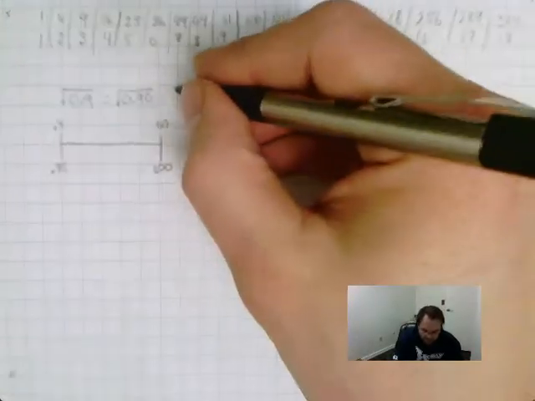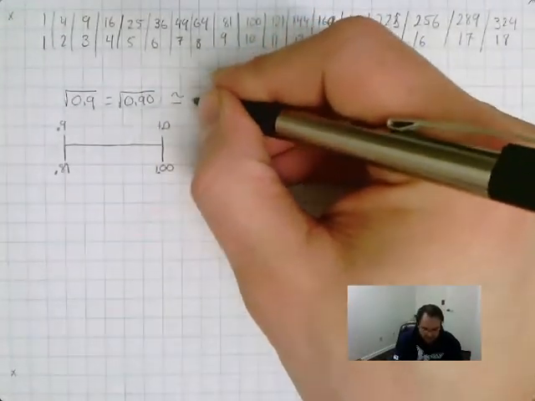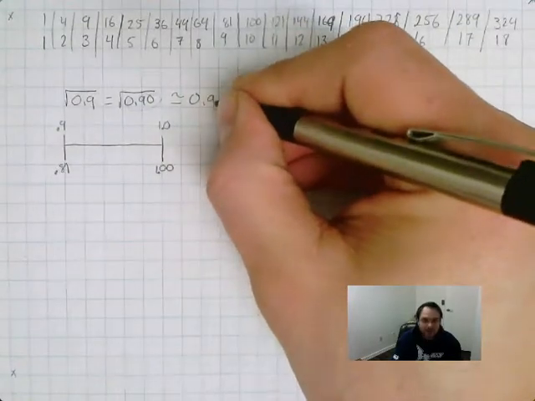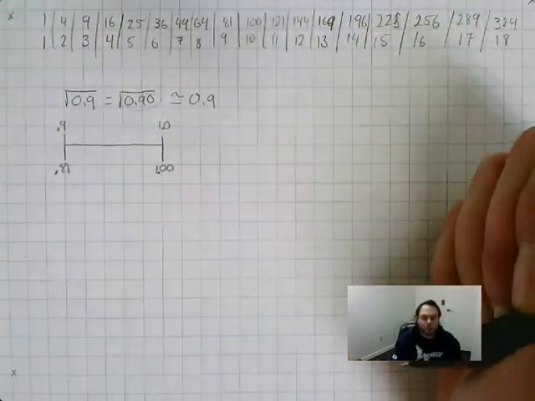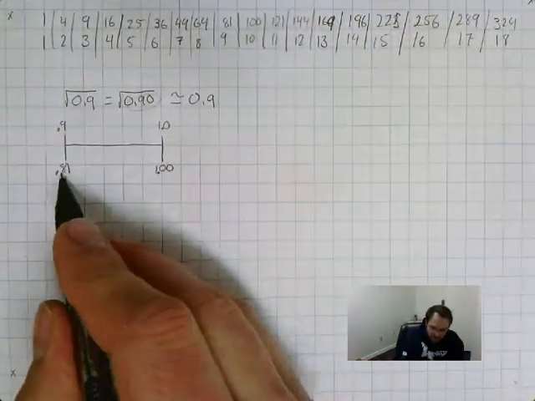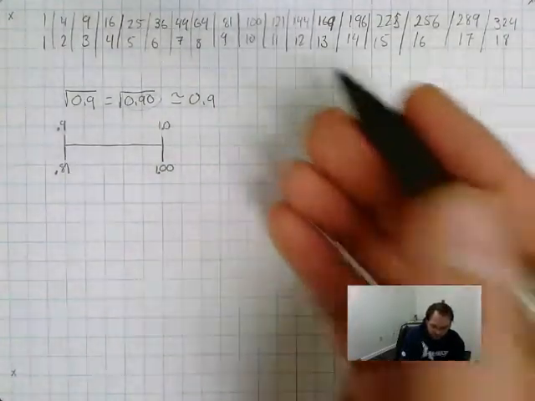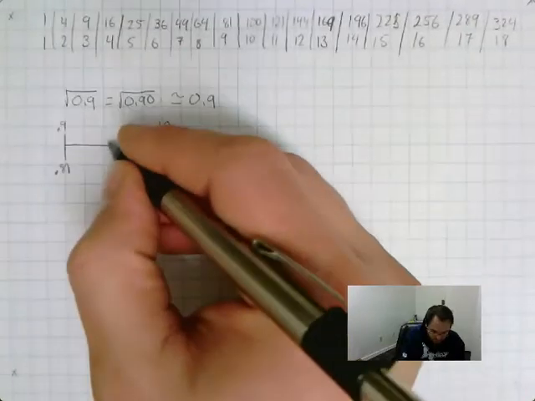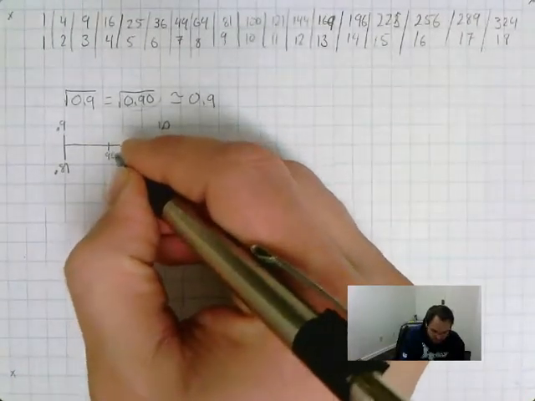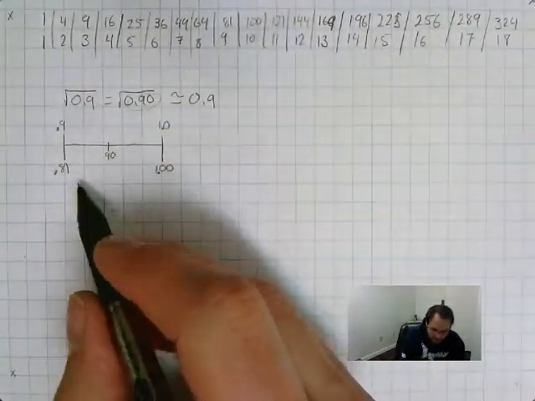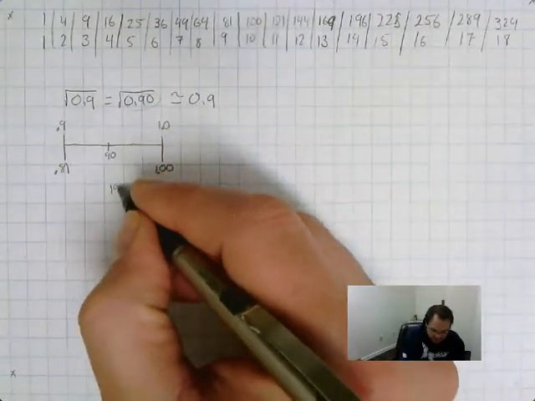So we know this is going to be approximately 0.9. But 0.9 what? I look at 90. How far is 90 between 81 and 100? Well, 90 is going to be almost right in the middle, so let's put 90 right there. Now altogether, between these, there's 19, right?